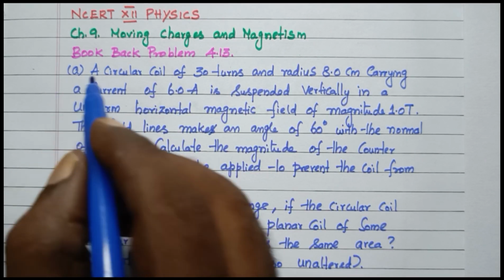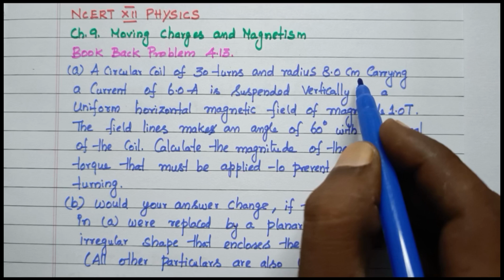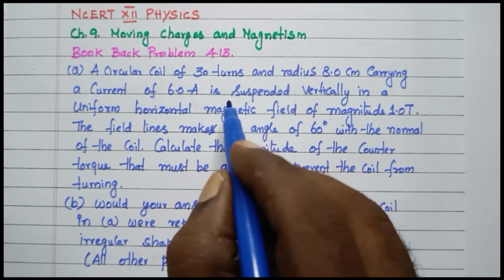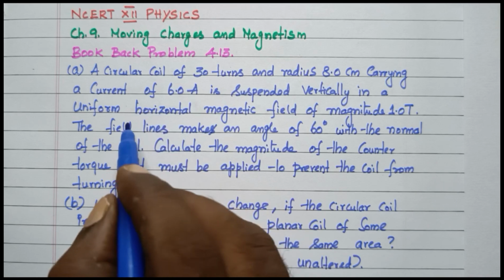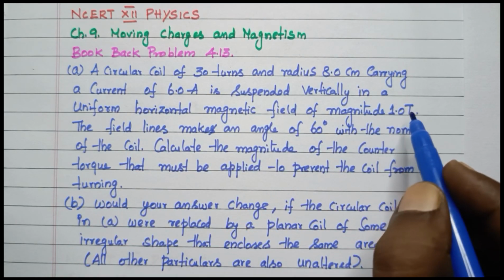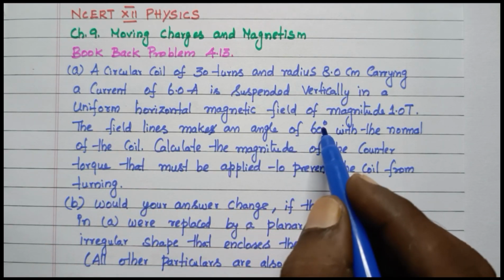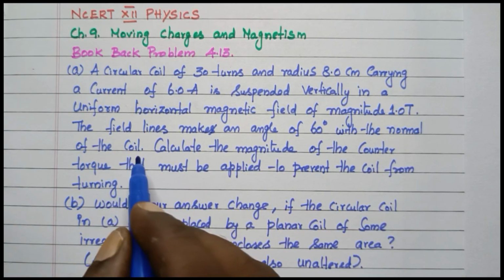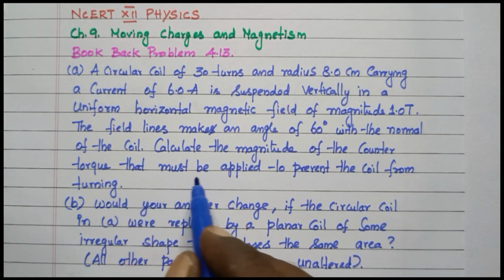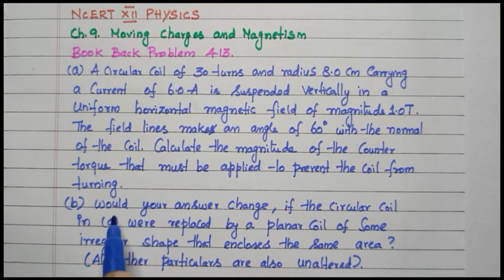Subdivision A. A circular coil of 30 turns and radius 8.0 cm carrying a current of 6.0 ampere is suspended vertically in a uniform horizontal magnetic field of magnitude 1.0 Tesla. The field lines make an angle of 60 degree with the normal of the coil. Calculate the magnitude of the counter torque that must be applied to prevent the coil from turning.